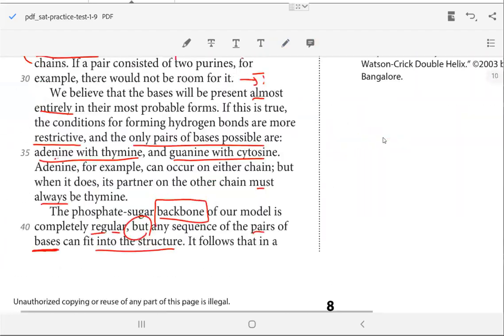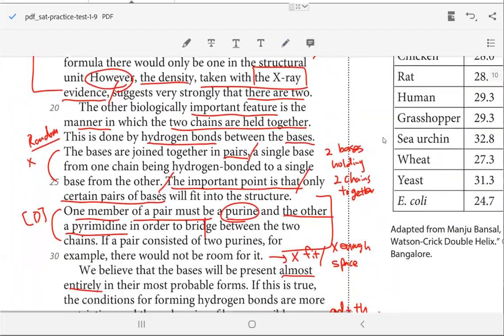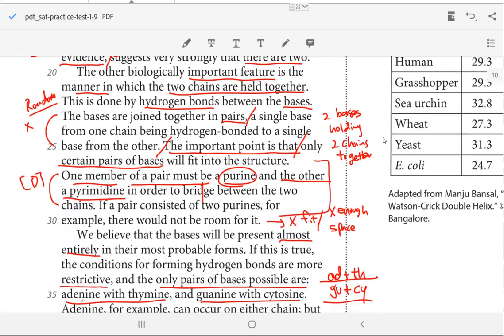자, 체크해 봅시다. 2930. So let's read for the context from line 25. Okay? All the way down to 30. So important point is that only certain pair of base will fit into the structure. One member of a pair must be purine and the other pyrimidine in order to bridge between the two chains. If a pair consists of two purines, so purine-purine pair, for example, there would not be room for it. So it's not going to fit. It's not going to have enough space. So would not be room for it means would not have enough room to fit it, right?